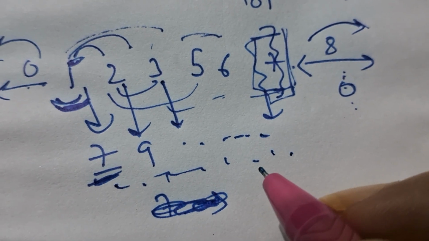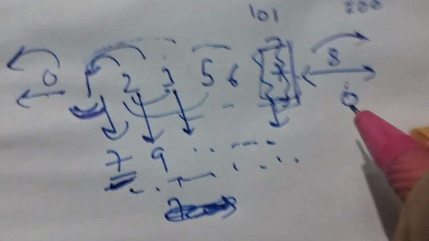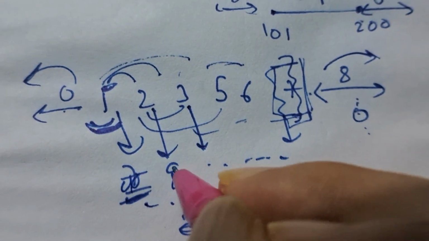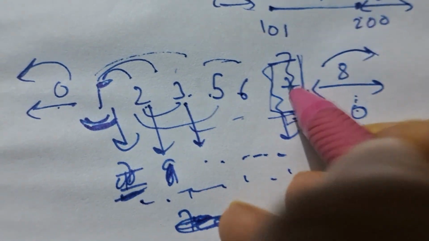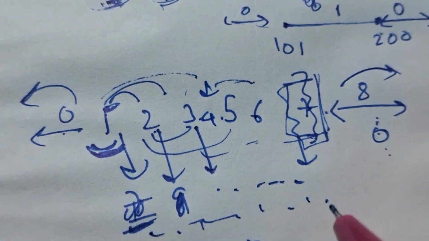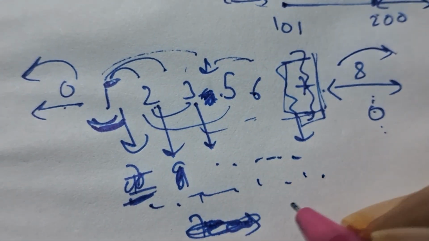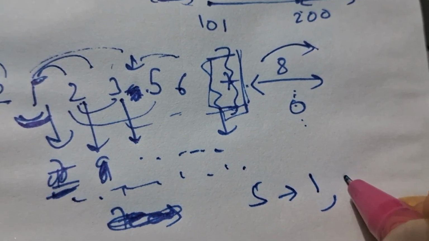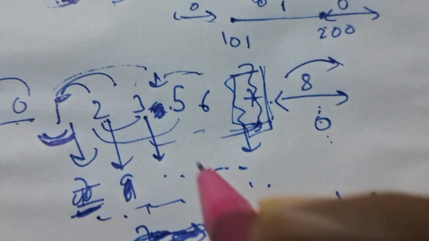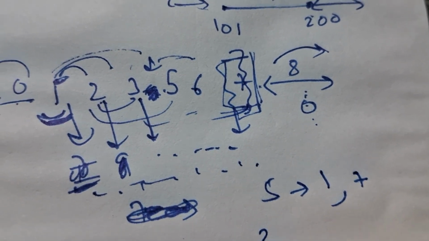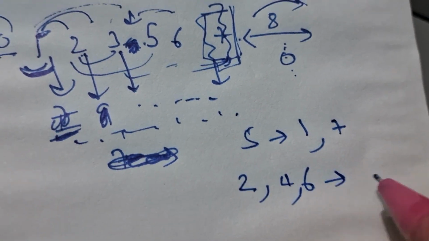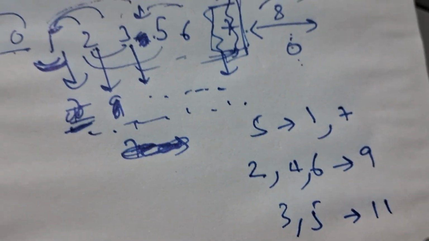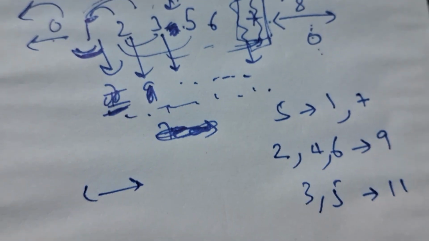I think 1 will not be in 7 line segments though, because I was just considering that 7 thing, but it's basically 1, 2, 3, 4, 5, right? Because 4 is missing over here. So it's going to be 5. So for 5 you can see that 1 will be there and 7 will be there. For 2, 4 and 6 it will be 9, and for 3, 5 it will be 11. So you can just draw the lines and check it out. That's how you have to do it.